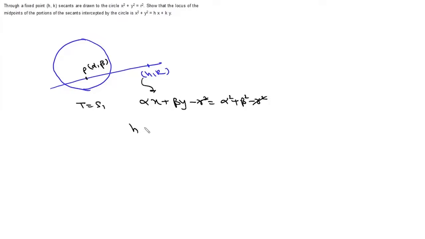So we'll get h alpha plus k beta equals alpha square plus beta square. Now in the end we'll replace alpha with x and beta with y. So this required locus will be this circle x square plus y square minus hx minus ky equals 0, which is what we need to prove in this question.